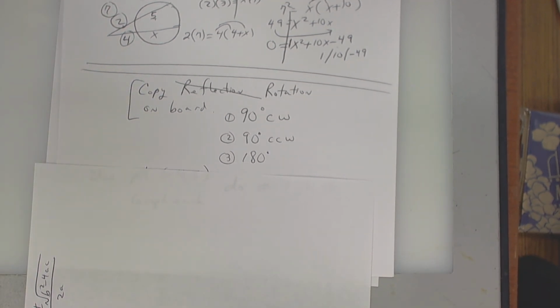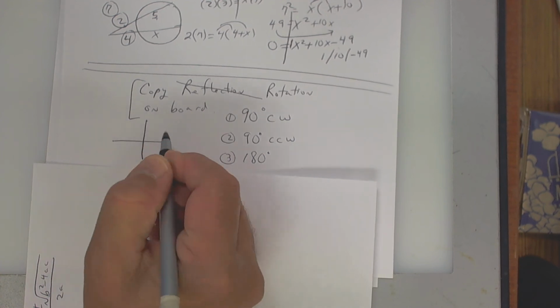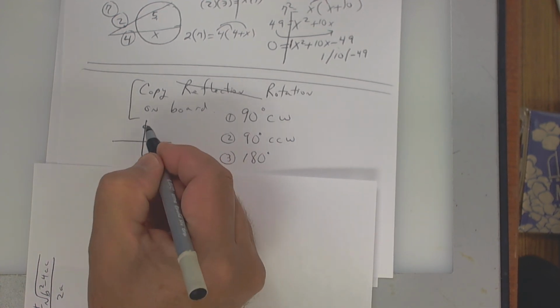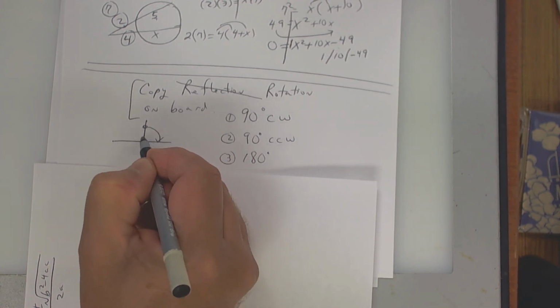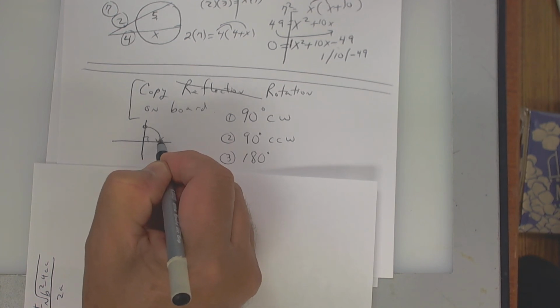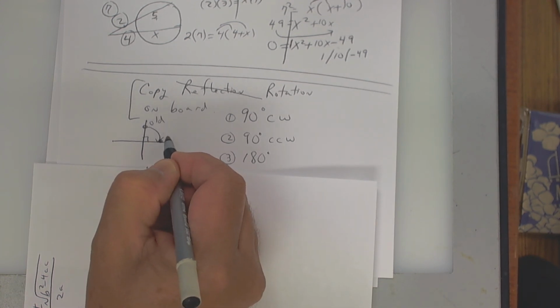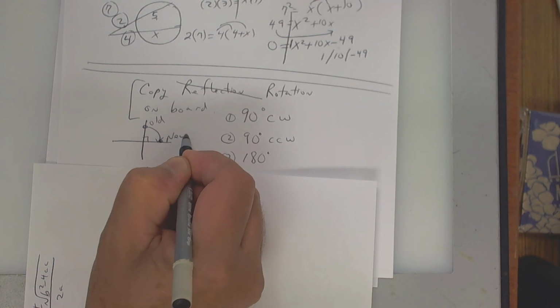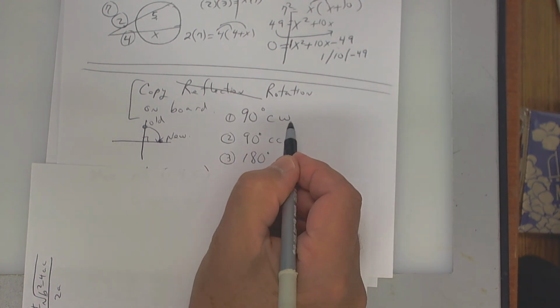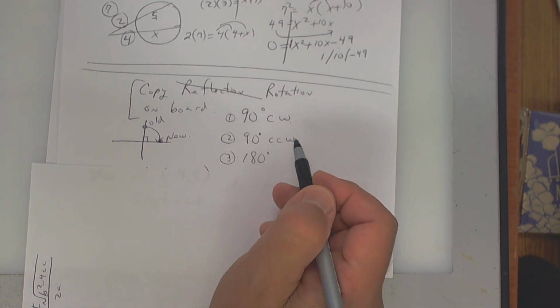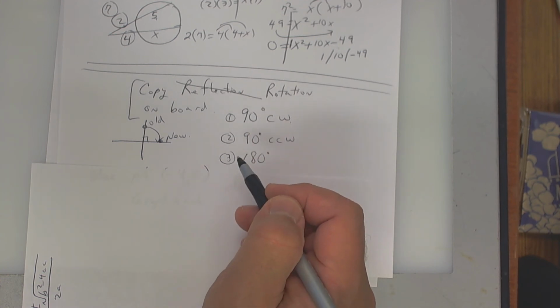Now, I want you to copy on a new sheet of paper the 3 rotation formulas on the board. Well, to go 90 degrees, let's say it's here, and you want to go 90 degrees, it is going to be here. Okay, so this is the old point, and this is the new point.